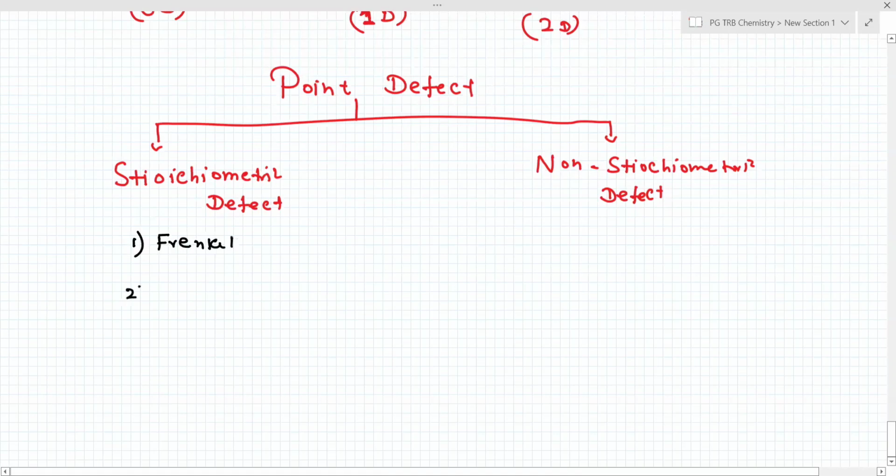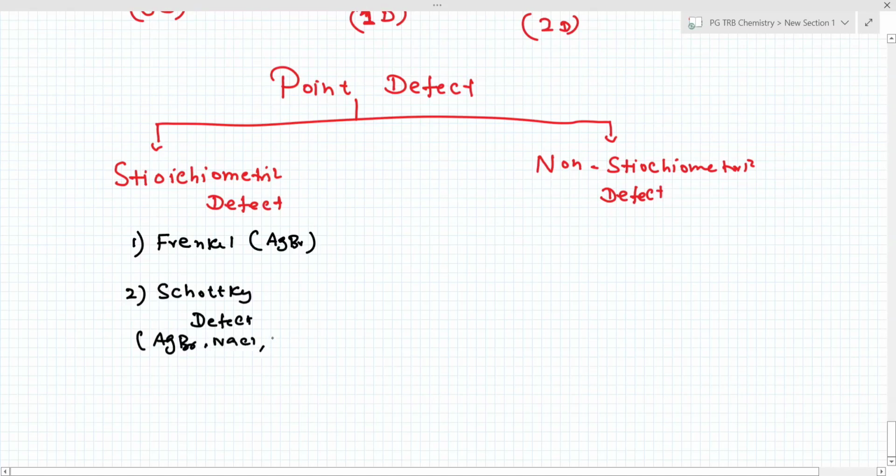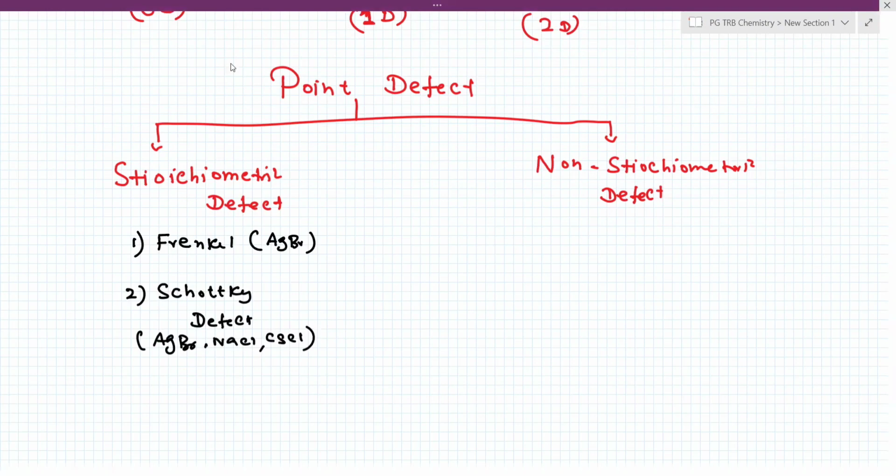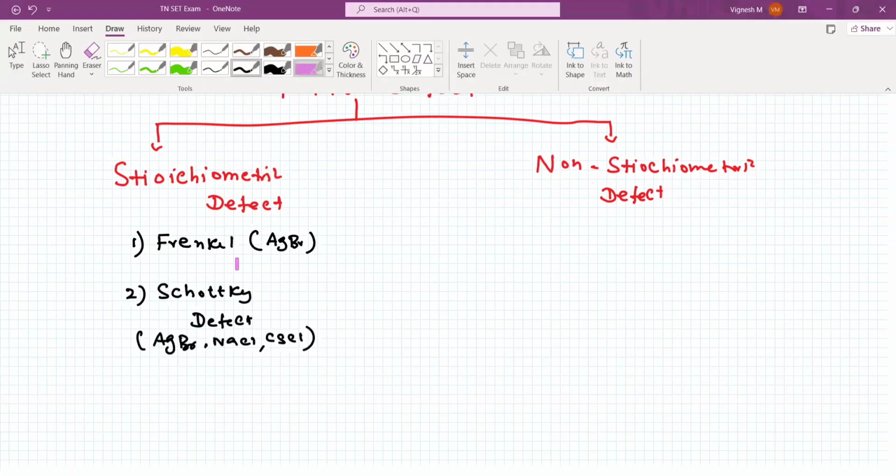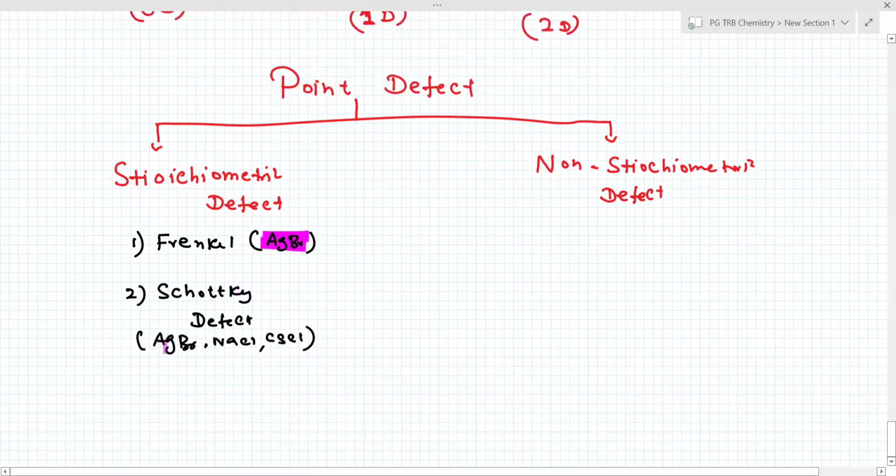Frenkel defect. Second one, Schottky defects. Is this an example of Frenkel defects? AgBr, is this an example? AgBr, you know, right? AgBr shows two defects. NaCl and CsCl. Please mark AgCl, because this can make two defects, either form.